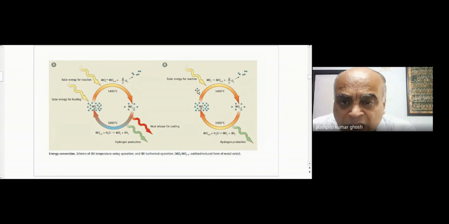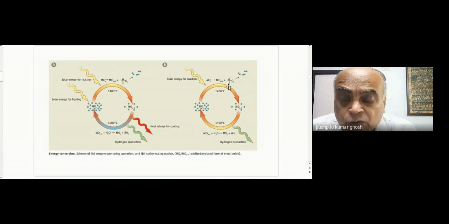Why? Because after I have completed this reaction, firstly I have to make sure that all my oxygen has been removed, and then I have to introduce water, okay, for my hydrogen production. So it is not as if there is no complexity. It is not so easy to remove the oxygen, to put the water, to make sure that it doesn't in any way mix together. So there are issues that you have to look at.